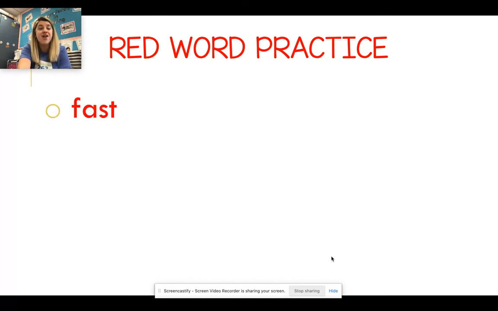So here we go. First word is fast. I want you to write this word 3 times each. Remember, we want to spell it out loud each time. So here we go. Ready? F-A-S-T, fast. F-A-S-T, fast. F-A-S-T, fast. Very good.